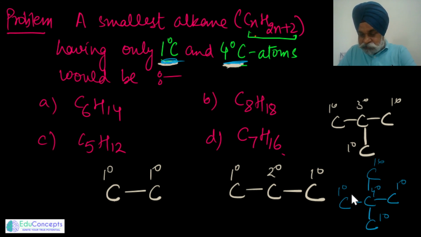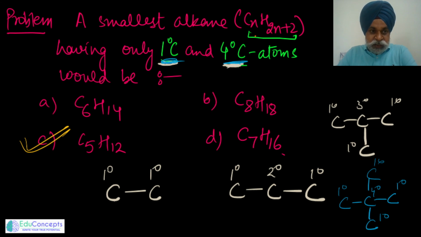So what is this formula? This is nothing but 5 carbon and DU is 0. So this endorses option C. So C would be the right answer for this question. C is the best answer, where you have the smallest alkane made up of only primary and quaternary carbon. No other type of carbon is there. Secondary carbon is not there, and tertiary carbon is not there.